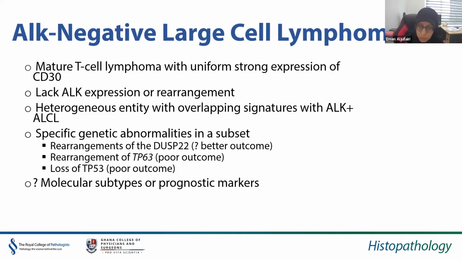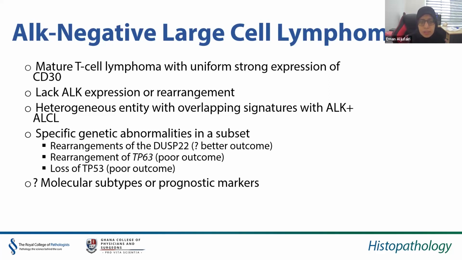As we started doing more molecular and genetic testing, we started to find some recurring rearrangements in this group. The most common is DUSP22. Initially it was said that cases with DUSP22 will have a better outcome, more similar to ALK positive rather than ALK negative. However, as we started to see more and more cases, some of them are not behaving as well as we thought initially. So now it's a question mark whether it's always a better outcome or maybe somewhere intermediate. Cases which have rearrangement of TP63 or loss of TP53 will have poor outcome.